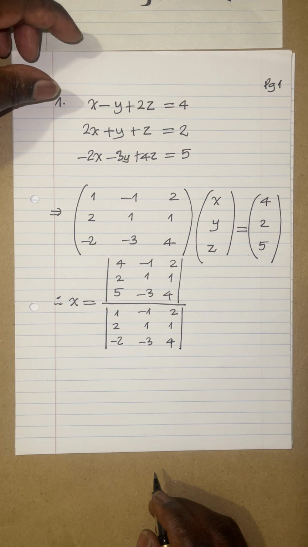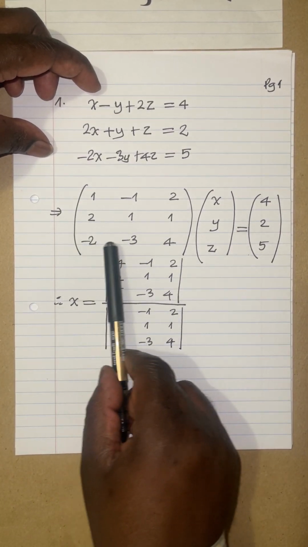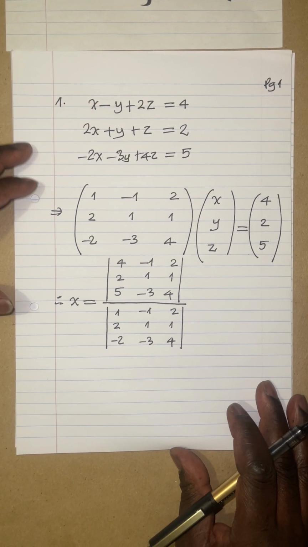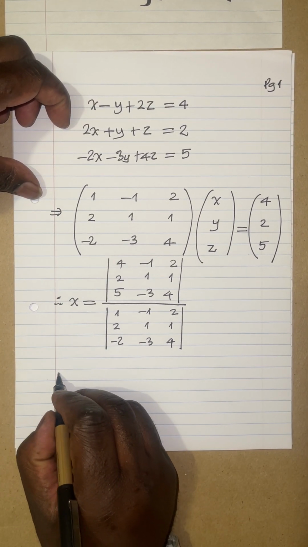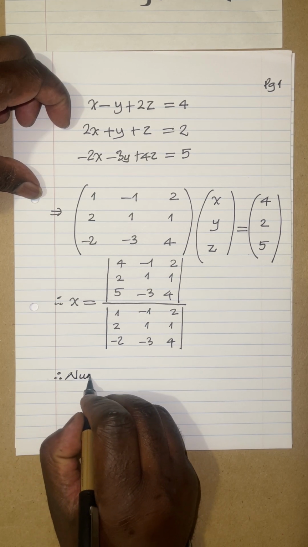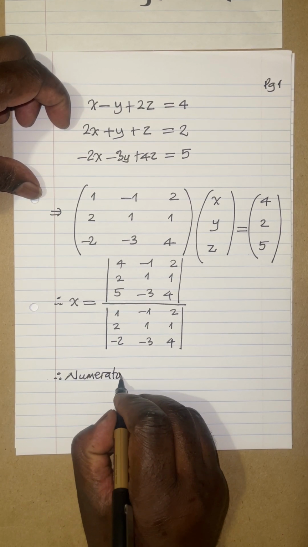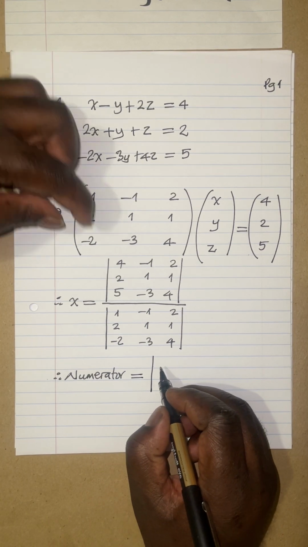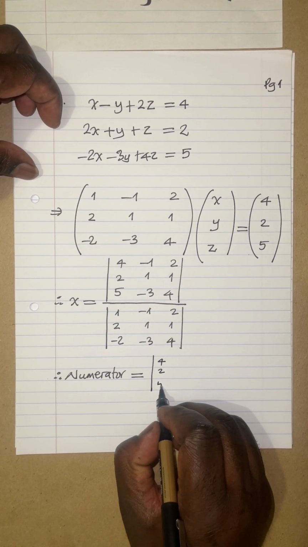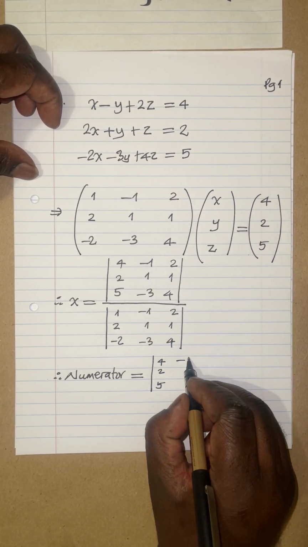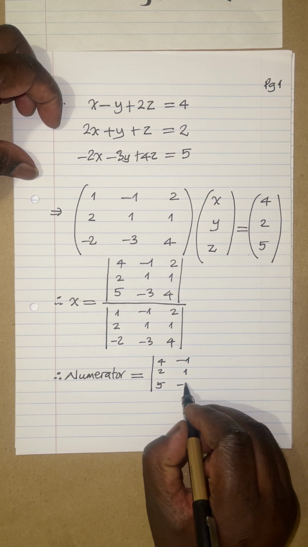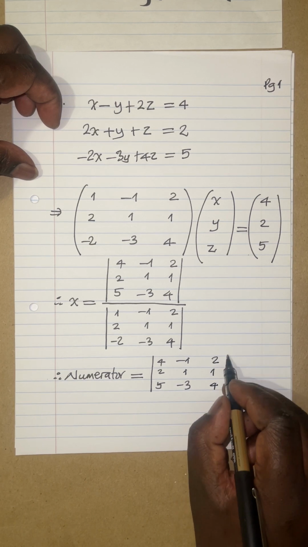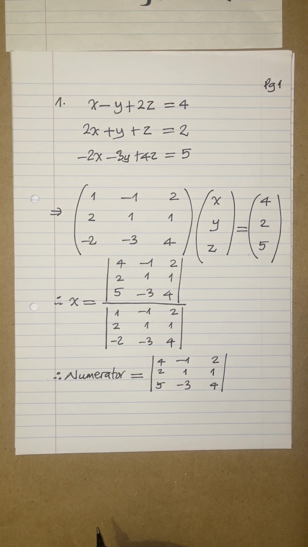Now, these are 3 by 3 matrices, 3 rows and 3 columns. Now, how we determine the determinant of a 3 by 3 matrix is as follows. So the numerator is going to be equal to the determinant of 4, 2, 5, then minus 1, 1, minus 3, and then 2, 1, 4. Now here is how it works.